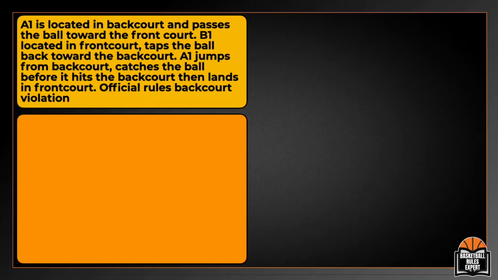A1 is located in the backcourt and passes the ball towards the front court. B1, located in the front court, taps the ball back towards the backcourt. A1 jumps from the backcourt, catches the ball before it hits the backcourt, then lands in the front court. The officials rule a backcourt violation.